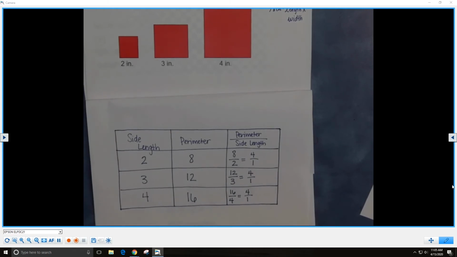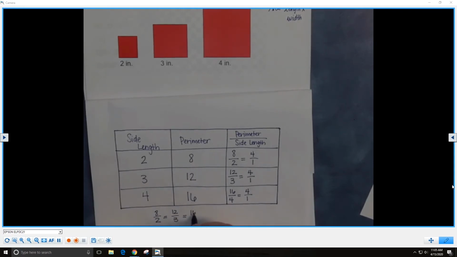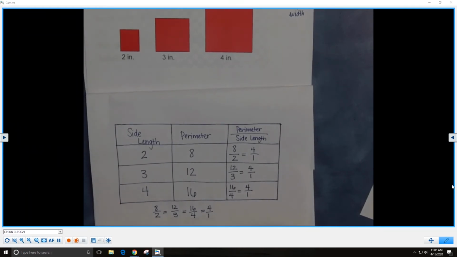So what do you notice? Is the relationship between perimeter and side length proportional? Yes, it is. 8 over 2 is equal to 12 over 3, which is equal to 16 over 4, which is equal to 4 over 1. Since all of the ratios are equivalent, this is a proportional relationship.